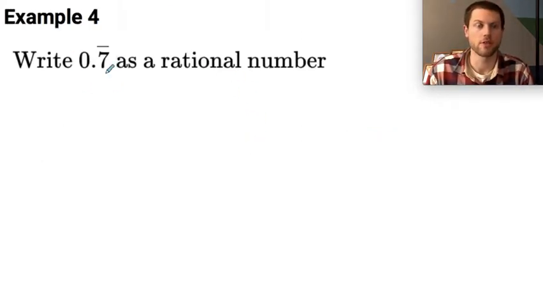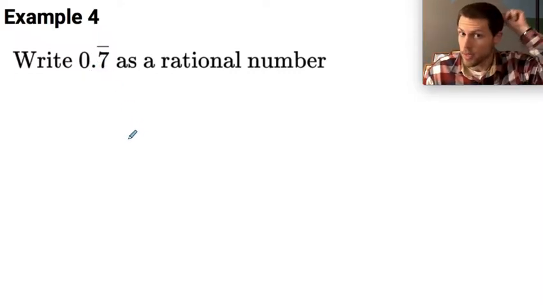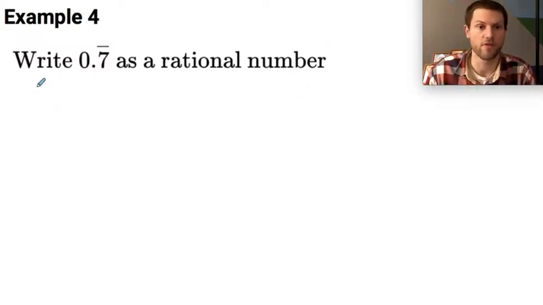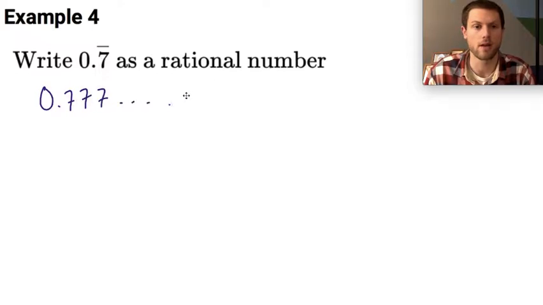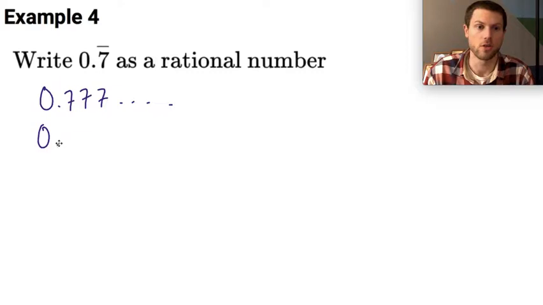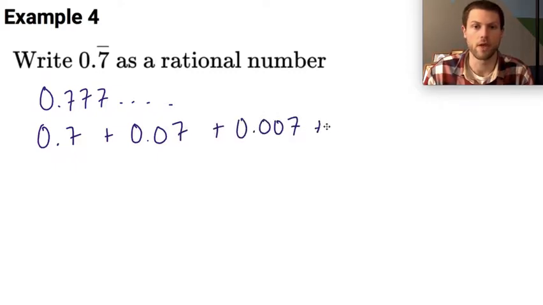I want to write this decimal, 0.7 repeating, as a rational number. So we might think, well, how does this have anything to do with an infinite geometric series? Well, let's think about this. What I can write is that this is essentially 0.7777 on and on and on. I can write this as the sum 0.7 plus 0.07 plus 0.007 and so on and so forth.